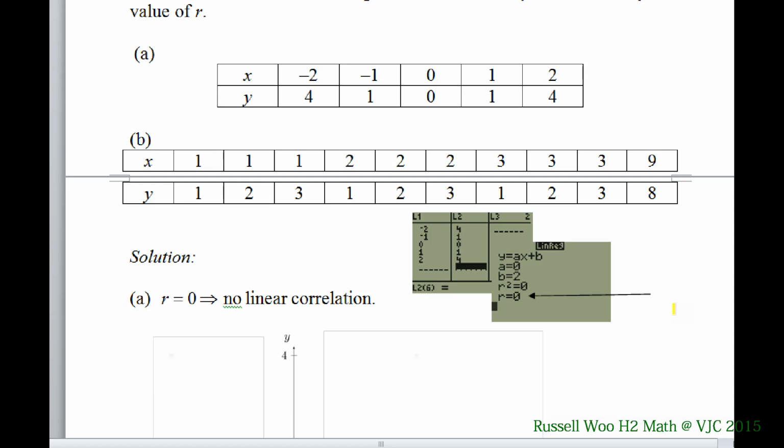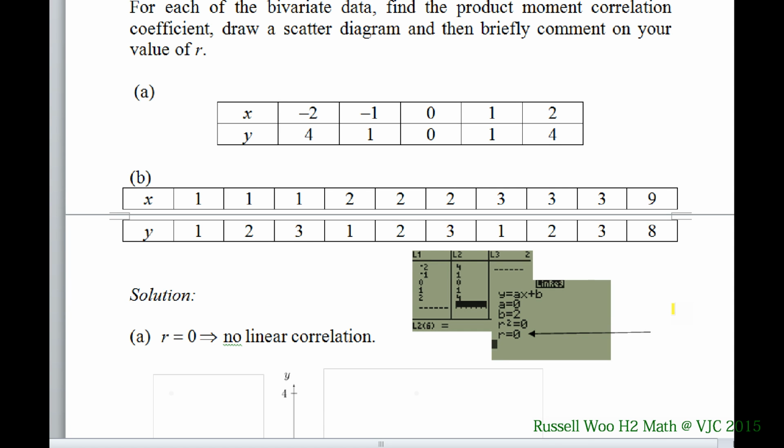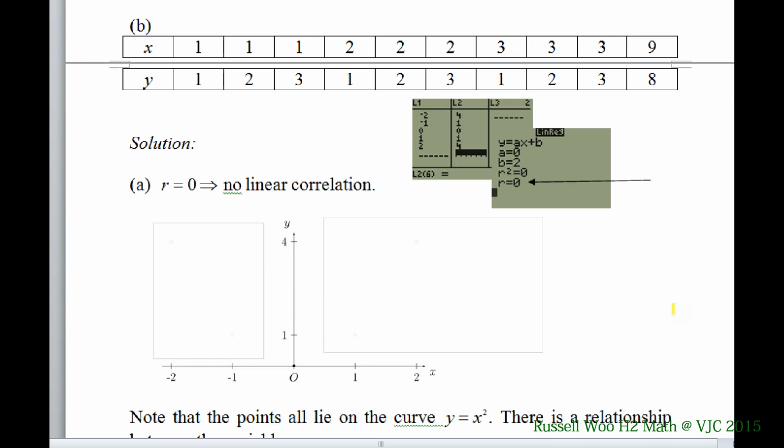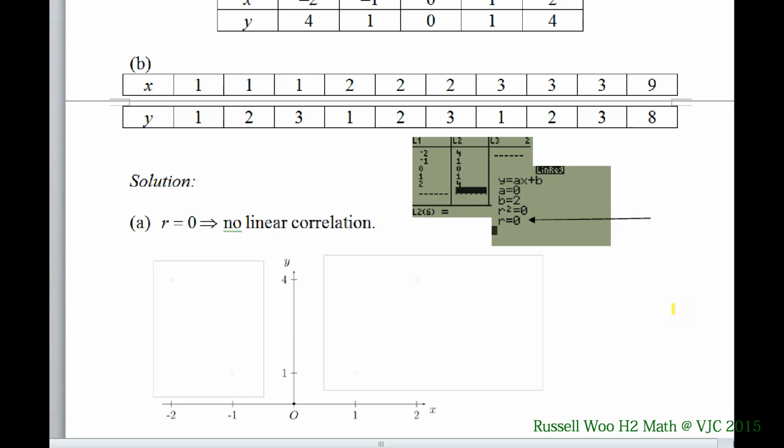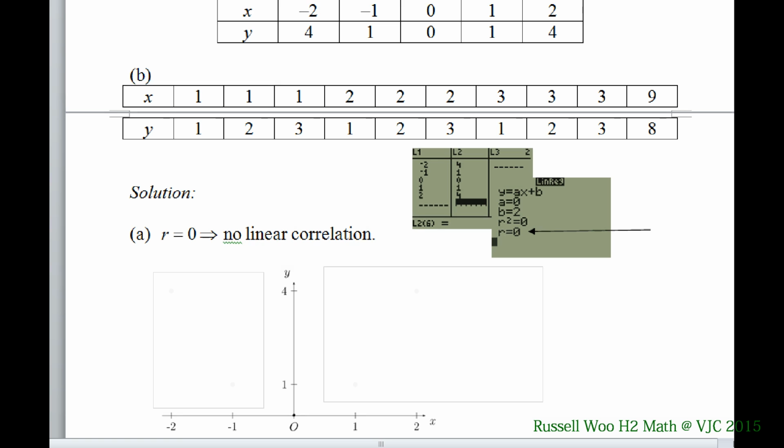But they need a little bit more. They do need you to comment more on the value of R, and then you're supposed to draw a scatter diagram. So let's draw a scatter diagram. That means you are supposed to plot. Actually, this one don't need GC to help us, right? You have -2, 4, you have 1 point here. -1, 1, you have another point here. Correct? Then you have 0, 0 is another point here.